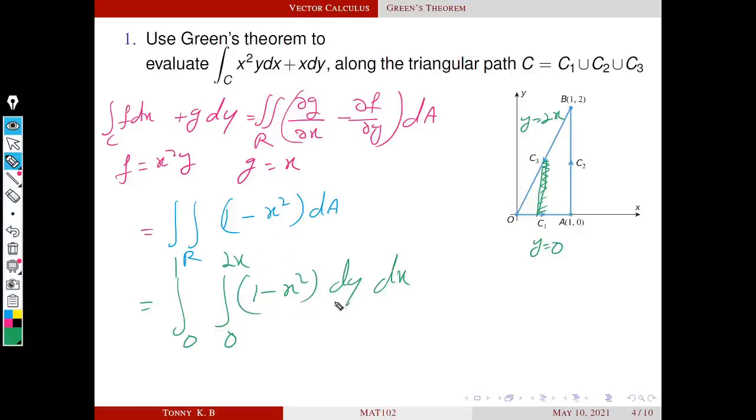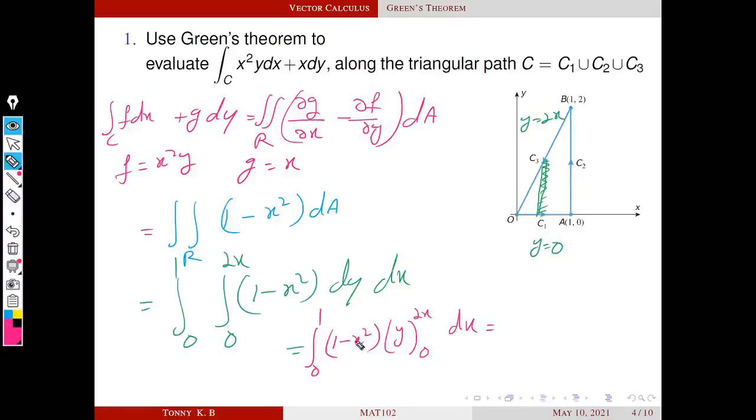Now it is very easy to evaluate. First of all, we have to integrate with respect to y, then substitute the limits, then we have to integrate with respect to x. So 1 minus x square is a constant with respect to y. So the integration becomes y from 0 to 2x, dx. When we substitute 2x, this becomes 2x minus 0, that is 2x.